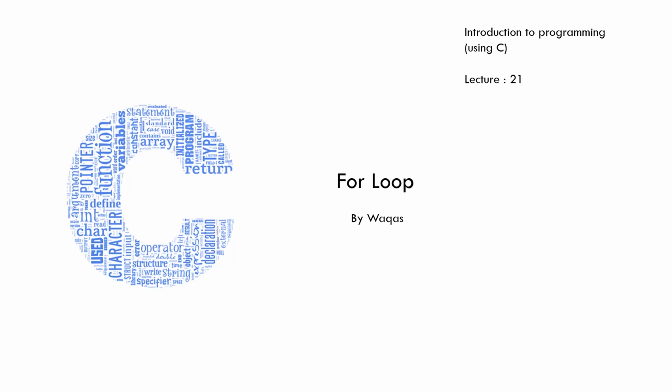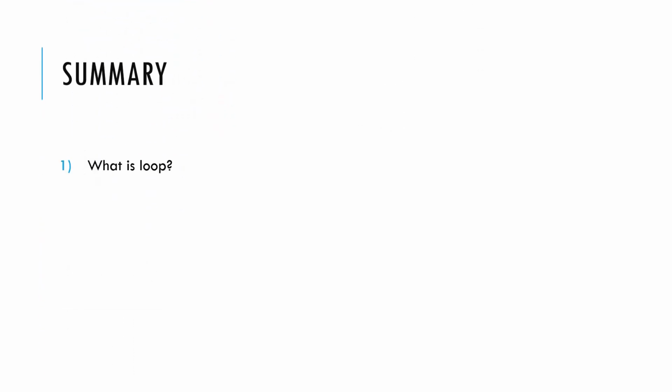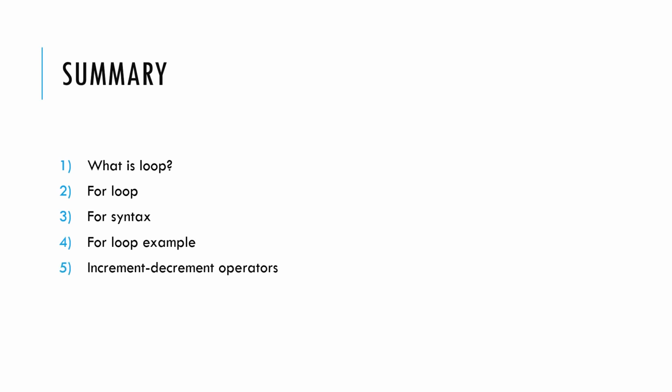We were talking about looping structure and we were doing some examples. Now we'll talk about one more looping structure, which is called the for loop. So we'll be talking about what is a loop, what is a for loop, then the for syntax, then a for loop example, then increment and decrement operators, then compound operators. I'll be giving you some tips. At the end I'll be giving you two tasks, and in the next lecture we'll be solving those tasks.